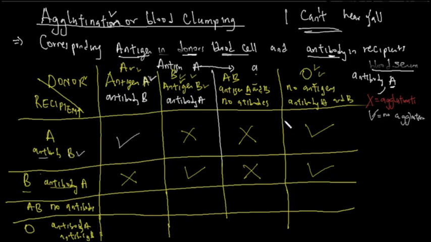Are you following? Now, are you noticing the trend? The trend here is that O can give to A, O can give to B. In fact, O can give to everybody. That's why blood group O are referred to as universal donors. All right, let's continue. If you have recipient AB, it has no antibodies, which means it will not fight any blood. Do you understand?